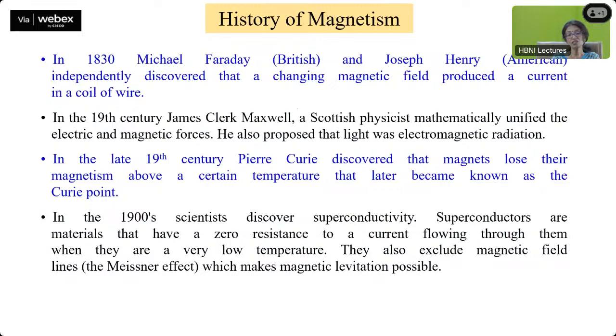Then in the late 19th century, Pierre Curie discovered that magnets lose their magnetism above a certain temperature, and now we know that as the Curie point. And in 1900, scientists discovered superconductivity.